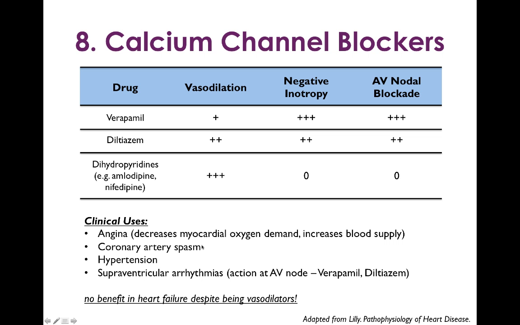It's very useful in coronary artery spasm, a condition like Prinzmetal's angina. These are very useful antihypertensives, and they're also used, recall, in supraventricular arrhythmias for rate control. They're the class 4 antiarrhythmic drugs. And so it's important to note it's only verapamil and diltiazem that have really antiarrhythmic activities. So again, despite these drugs being vasodilators, they don't have any benefit in heart failure.